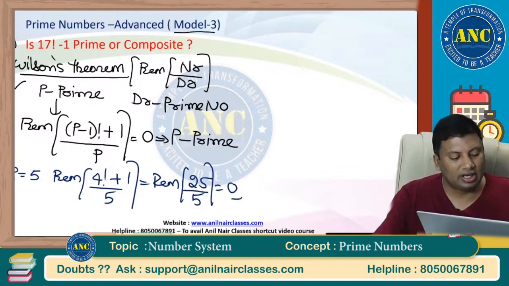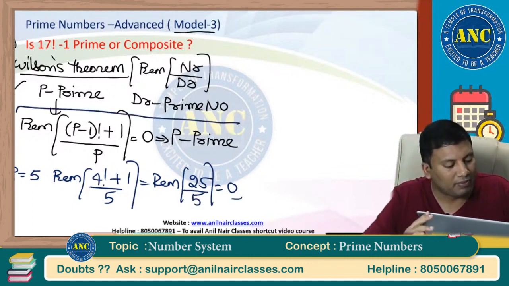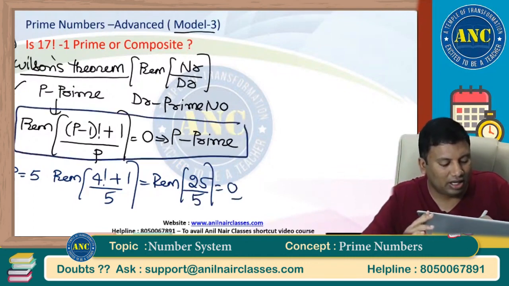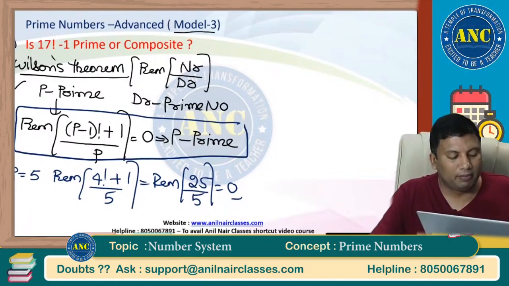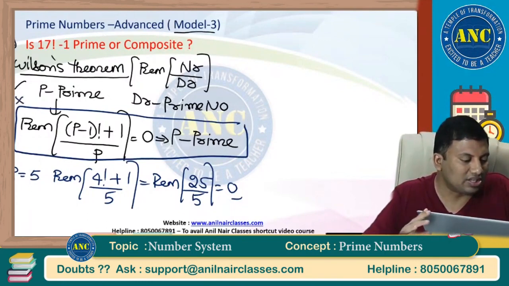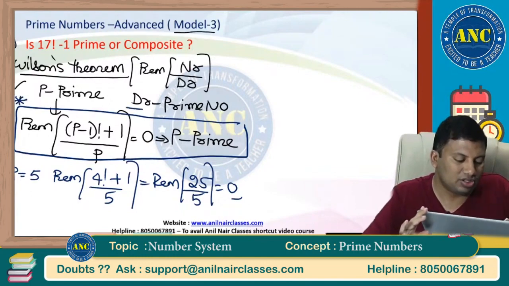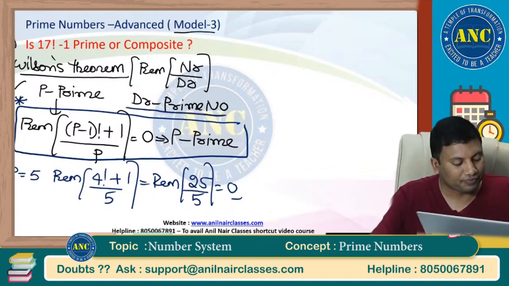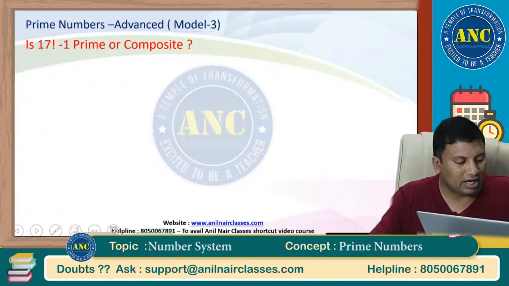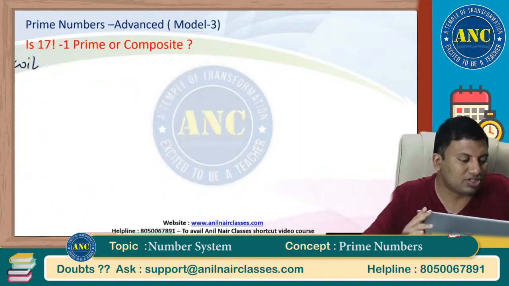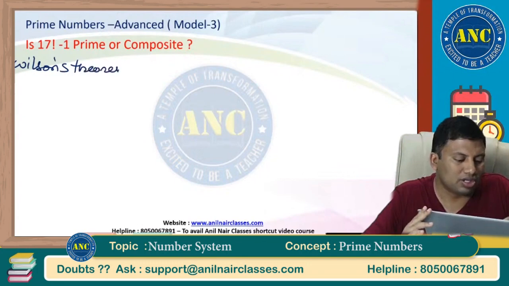As long as the denominator is a prime number, p minus 1 factorial plus 1 when divided by p, the remainder will be 0. This is Wilson's theorem. Wilson's theorem is used when the denominator is a prime number. There are some beautiful conclusions based on Wilson's theorem.